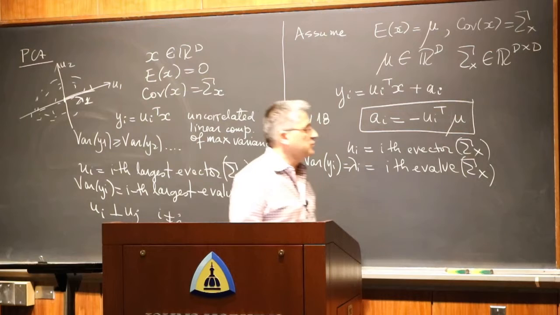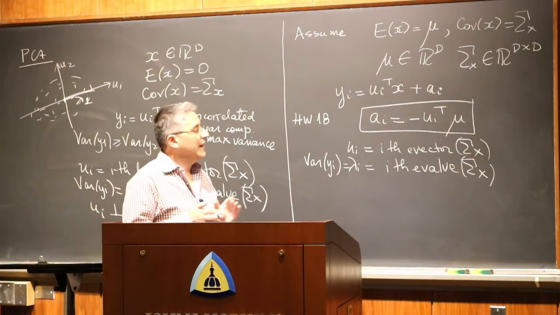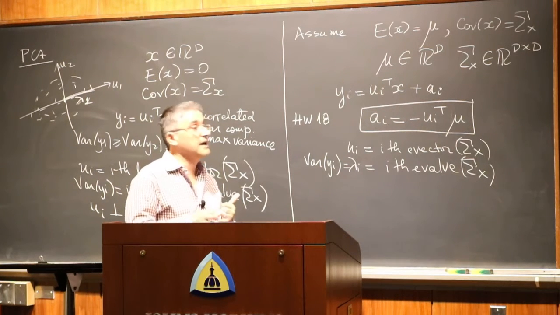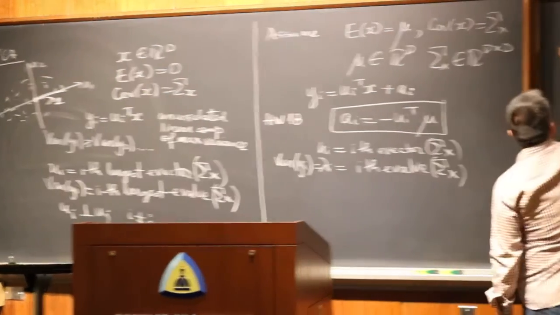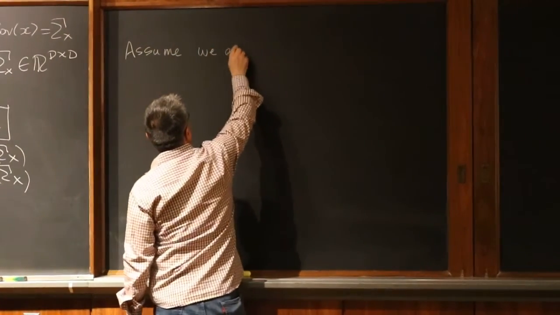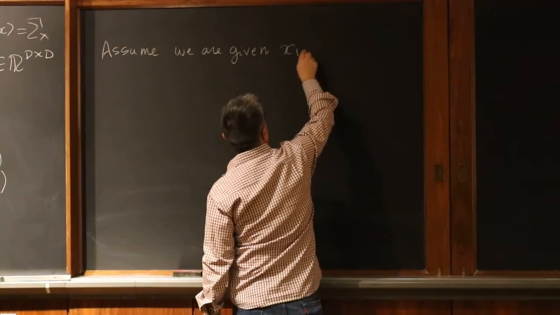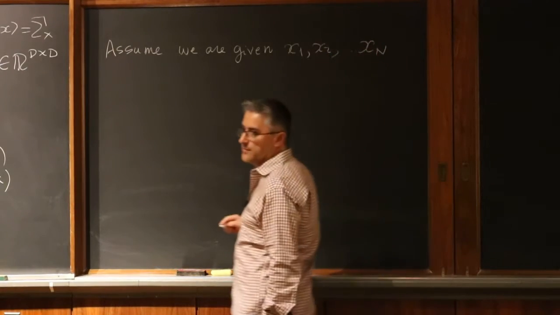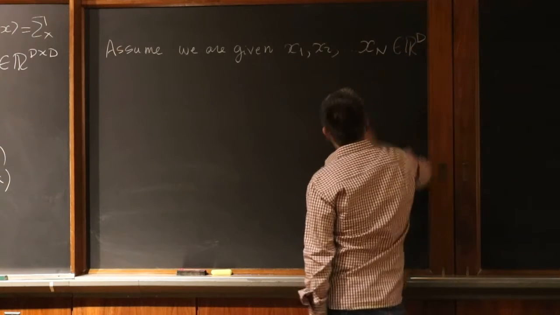So let me now move to my second point, and that's the more important one. In reality, I'm given data, and I don't know mu, and I don't know sigma x. So what do I do? Assume now we are given many data points, x1, x2, up to xn. So now I'm really given data points. They're all points in R^d.